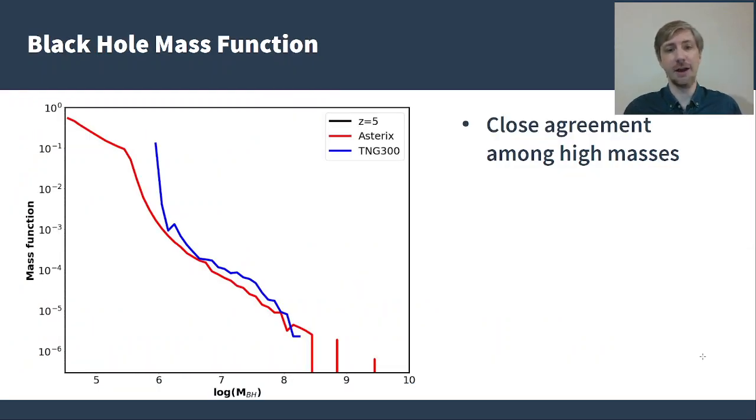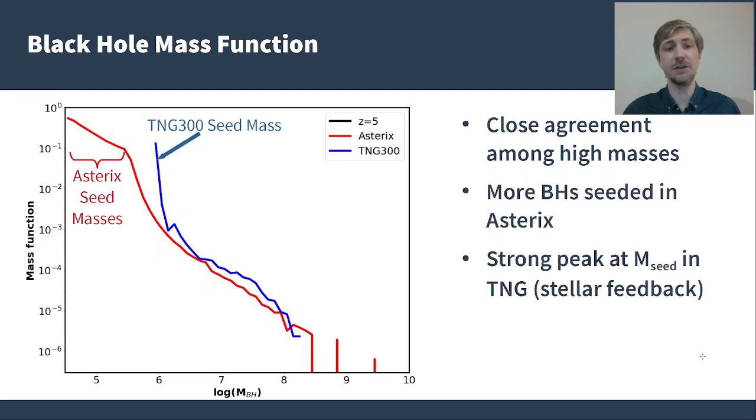So the first thing to look at is just the black hole mass function, so we can understand what sort of black hole populations we have. So here we're looking at the redshift 5 mass function, and in red is Asterix, and in blue is the TNG 300 simulation. You can see above 10^6 solar masses, there is very good agreement between the two. We can also see some features from the seed prescription. So in TNG 300, they're seeded at about 10^6, and so you see a big spike there. Whereas in Asterix, where it's seeded according to a power law, we actually have a range of seeds, and then a smoother distribution as we go up to higher masses.